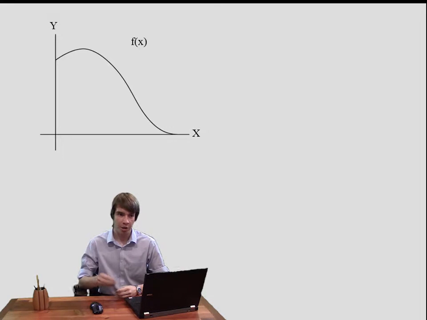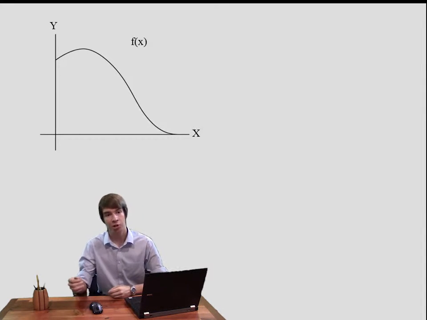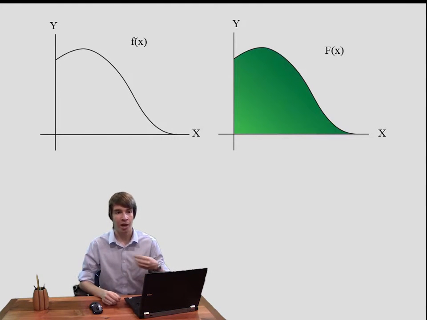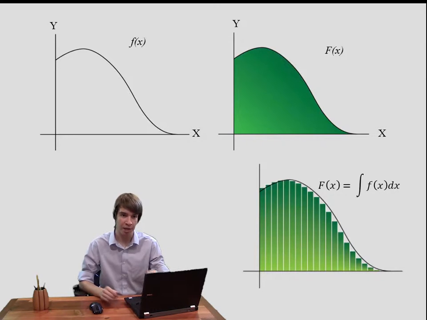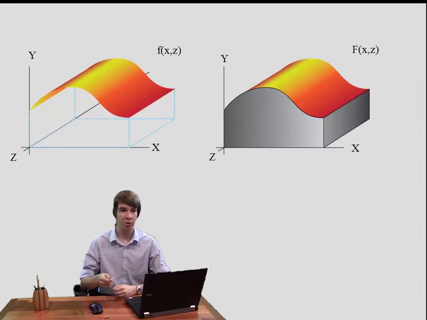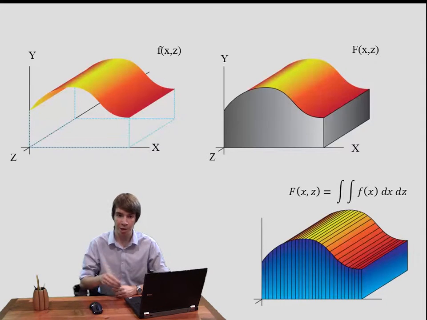To understand how to integrate this expression, let's first consider taking a single integral. Looking at the function f of x, the integral is just the area under the curve. To find this, we divide the area up into infinitely many rectangles with infinitesimal width, and then sum up the areas. Now considering the function f of x and z, the integral of this function is the volume underneath the curve. To find this, we will divide the volume into infinitely many rectangular prisms with infinitesimal thickness, and then sum up all those volumes. One important thing to notice is that for each prism, only the z value changes and the x value is constant.